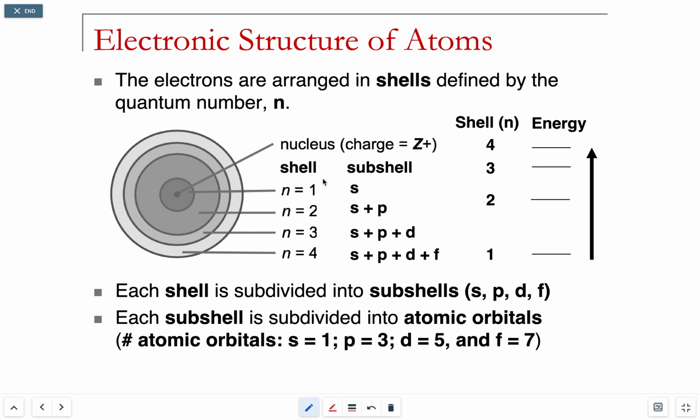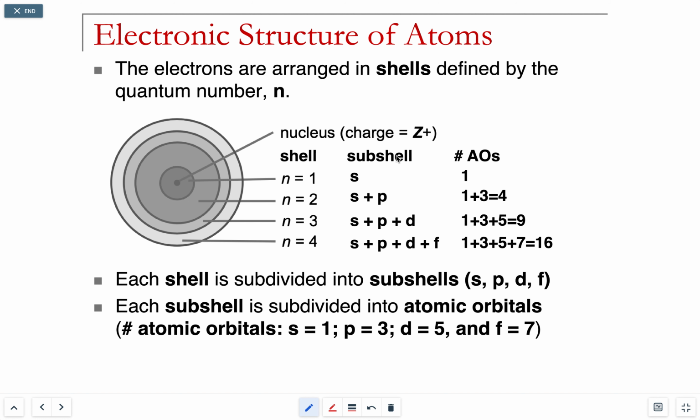And the other thing that you need to memorize is the number of atomic orbitals. An atomic orbital right now, you should just think of as a region of space where we can find an electron. The number of atomic orbitals is 1 in the S subshell. There are 3 regions of space in the P subshell, so we call these 3 p atomic orbitals. There are 5 distinct regions of space available for the D subshell, so 5 d atomic orbitals, and then there are 7 F atomic orbitals.